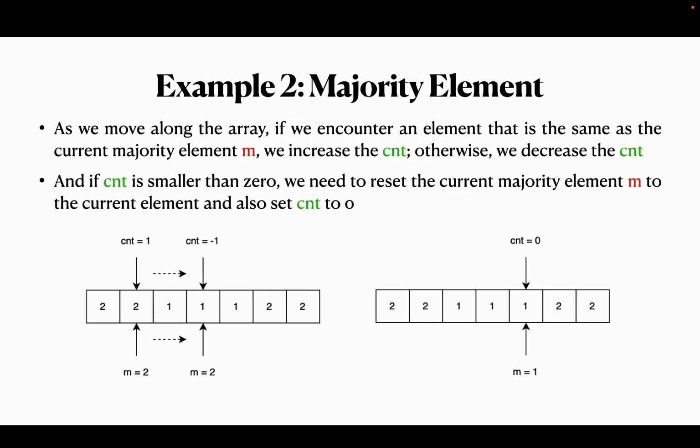Then we move our pointer from the left to the right to traverse this array. If we encounter an element that is the same as the current majority element m, we increase the count by 1. Otherwise, we decrease the count by 1. And now, if the count is smaller than 0, we need to reset the current majority element m to the current element, and also set the count back to 0, as we can see in the following picture for the whole process.